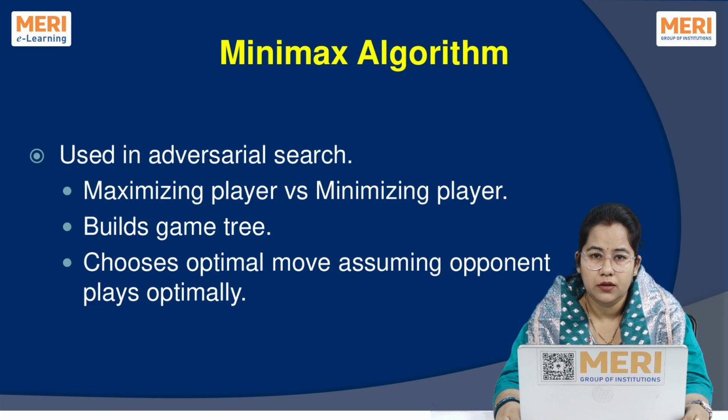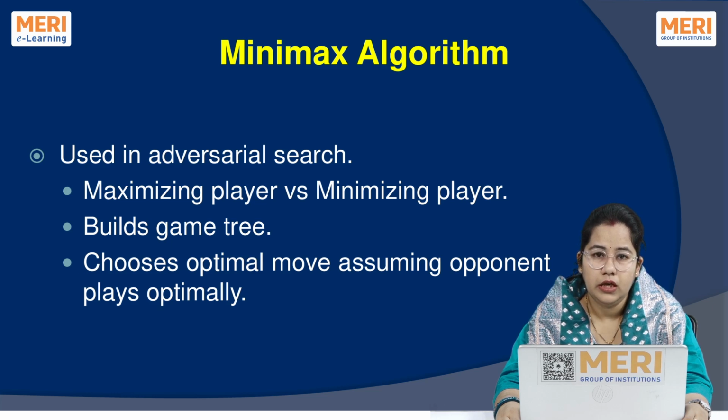Through the tree, the maximizing player chooses the move with the highest value, while the minimizing player chooses the move with the lowest value. The key assumption in minimax is that the opponent always plays optimally. Although minimax guarantees optimal decisions, it can be computationally expensive because it explores many possible moves.